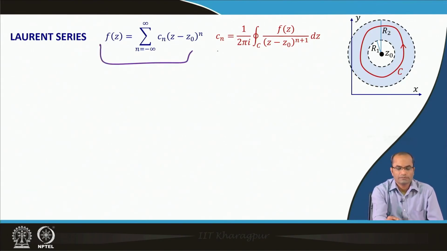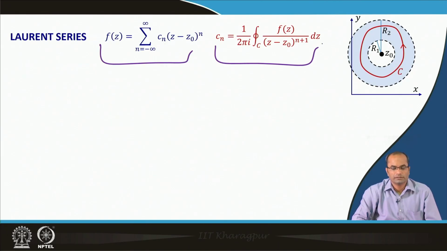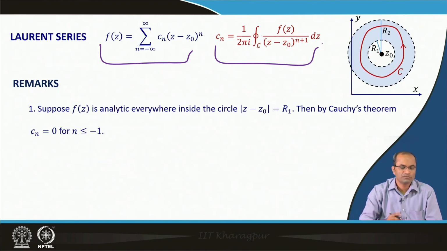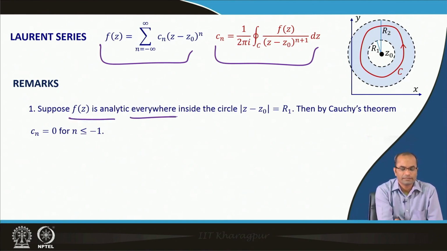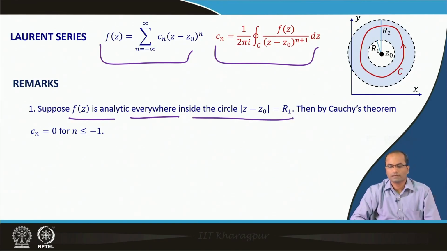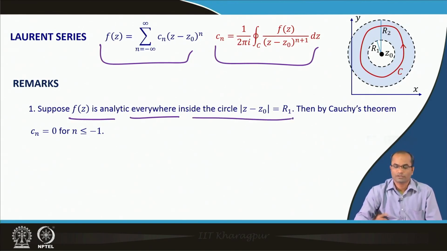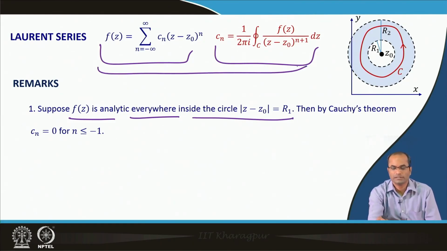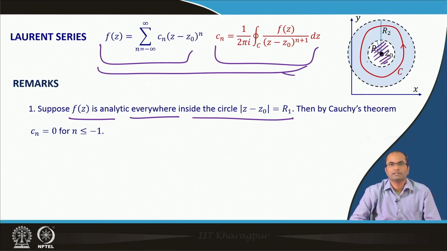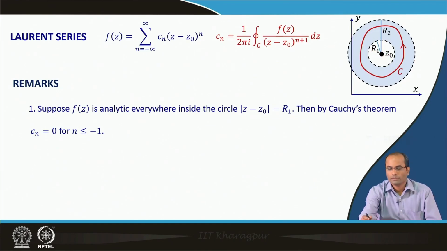So, we have the Laurent series expansion where Cn can be evaluated by this integral, and now a few remarks related to this Laurent series expansion. The first one: suppose f(z) is analytic everywhere inside this circle of radius R1. What we have observed while writing this Laurent series is that our function is not analytic at some points in the region of this inner circle. Now we assume that our function is analytic everywhere, so there is no such cut out of this region. So, what will happen to this Laurent series in that case?